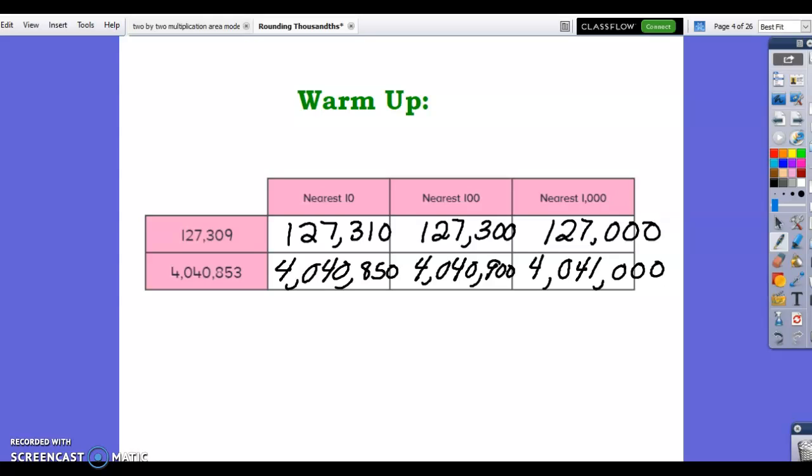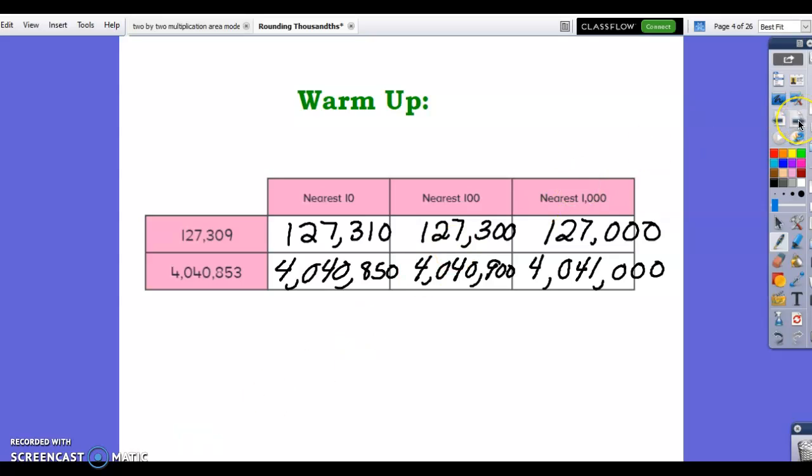Then for the 4,040,853 to the nearest 10, you should have 4,040,850. For your nearest 100, you should have 4,040,900. And for your nearest 1,000, you should have 4,041,000. Check and make sure you have those correct. Again, that is a review.